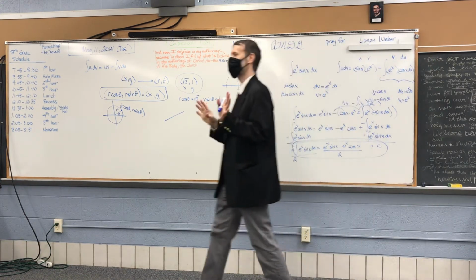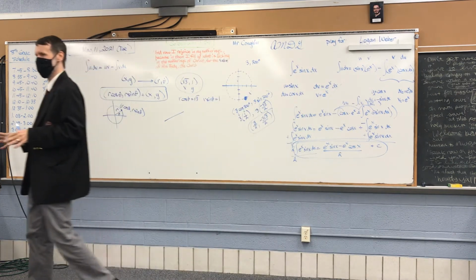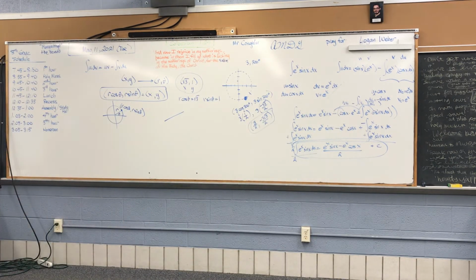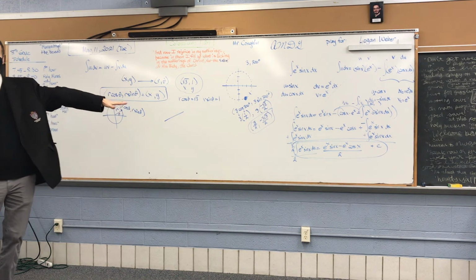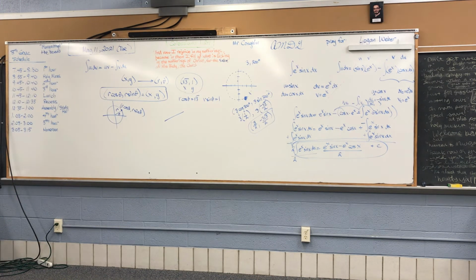Okay. If one of them is cyclic and one of them is not, then one of them will eventually die and you can do normal integration by parts. But if both of them just cycle forever, be prepared to do this trick. Okay. Next.